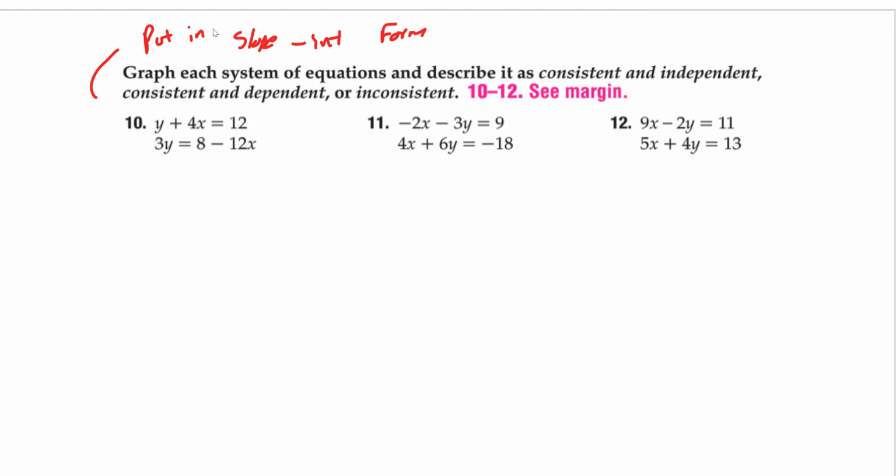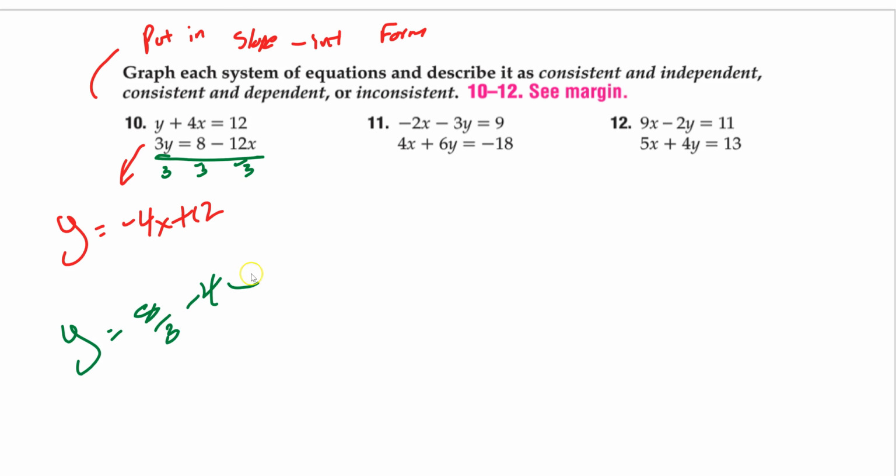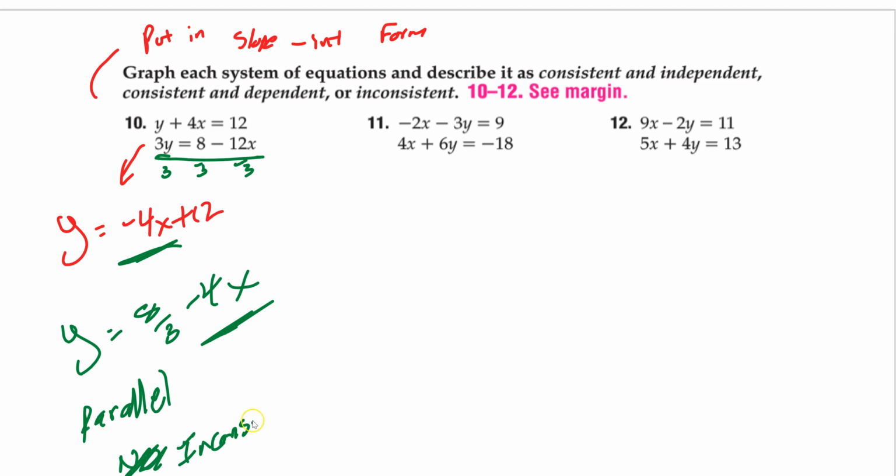If I just give you an equation and you want to figure it out, just put it in slope-intercept form. So like right here, let me subtract the 4x from both sides. I get that. And then for this equation right here, we want to get y by itself, so divide by 3. And if you do that, you get y equals 8 over 3 minus 4x. So these are the same slope. So these are parallel, or, since we're talking about number of solutions, we have no solution, but inconsistent. That means they don't cross at all. No solution.